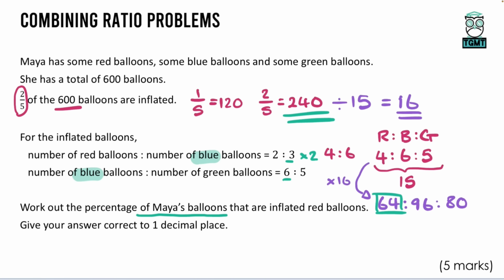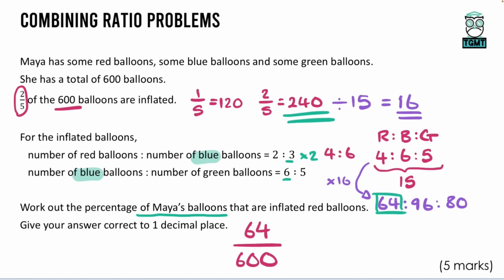Now it could have phrased that in two different ways. It could have said the percentage of Mayer's inflated balloons, which would have been out of 240, because we have 240 inflated balloons. This one though, it says Mayer's balloons. Well, she has 600 balloons. So as a fraction of that 600, we have 64 out of 600 that are inflated red balloons.